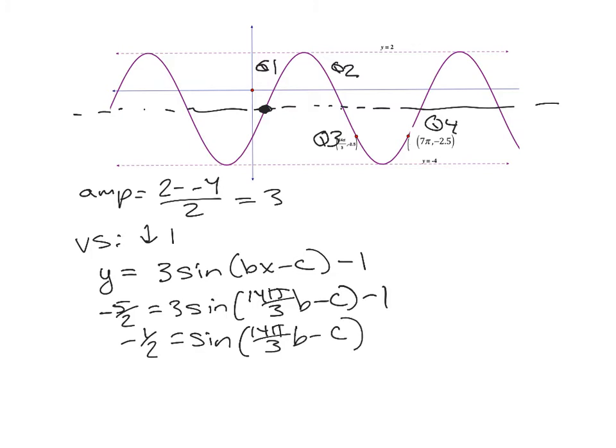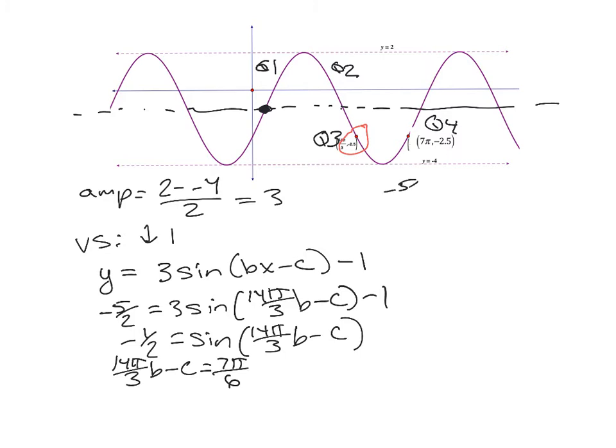Okay, so now looking here, sine of what angle gives me negative 1/2? Well, now let's go to our point here. This was the point we plugged in. That should correspond, according to my graph, to a quadrant 3 angle. So what's the quadrant 3 angle when I take the sine and get negative 1/2, and this would be the first time I'm hitting quadrant 3? Well, that would be 14 pi over 3 b minus c equals 7 pi over 6.